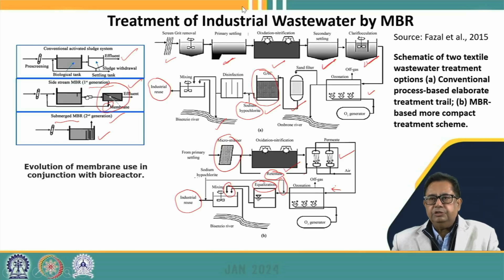So this leads to not only a compact treatment scheme, but it also leads to a reduction in cost in some way, and that is, we do not need a bigger installation like the secondary settling tank or clariflocculator. So these things may be removed. Similarly, we have removed the GAC as well as the sand filters. So this may reduce the cost of the overall treatment process.